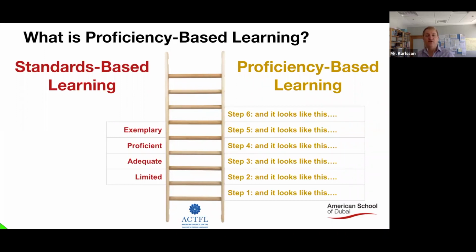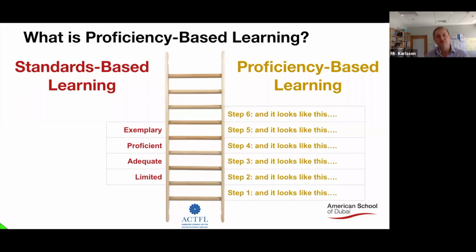If you're a step below that, then you're adequate. If you're a step below that, you're limited. And anything above proficient, we grade as exemplary. So we have that same ladder, but we say exactly what proficient means in that particular course. And that's how we grade with standards-based learning.